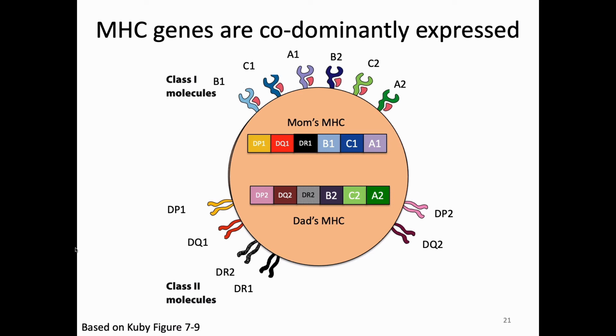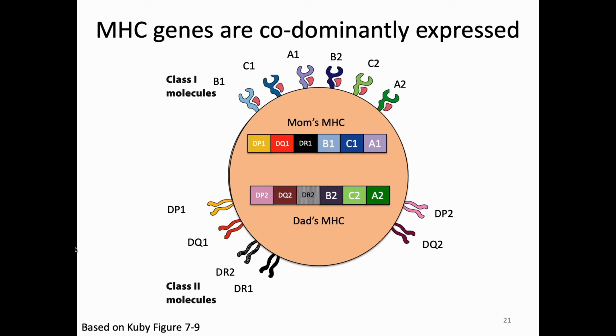One of the really critical things to know about MHC is that MHC genes are codominantly expressed. So what that means is that if we actually look at the surface of this cell, it will have 12 different MHC molecules on its surface. So it will have A1 from mom, B1 from mom, C1 from mom, A2 from dad, B2 from dad, C2 from dad. So we've got 6 class 1s showing up here. And we've got 6 class 2s: the DR1, DQ1, DP1, DP2, DQ2, DR2, which you can see down here.